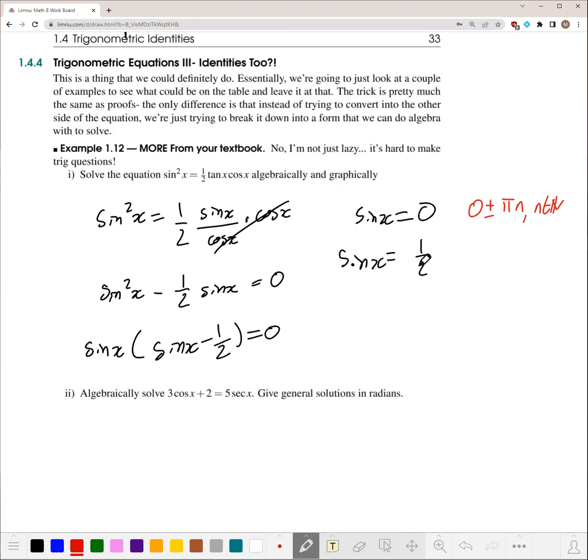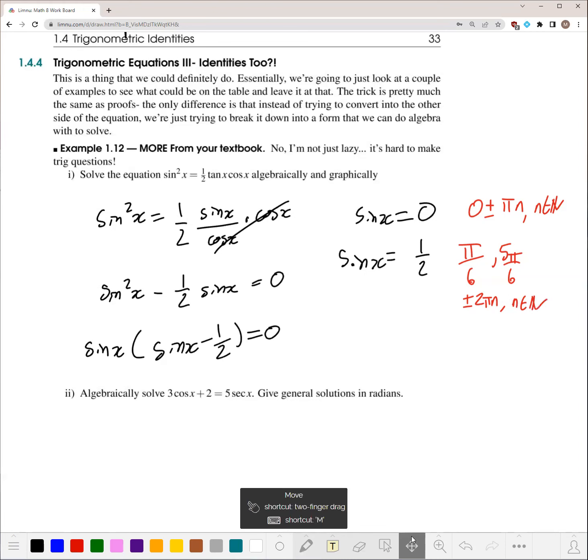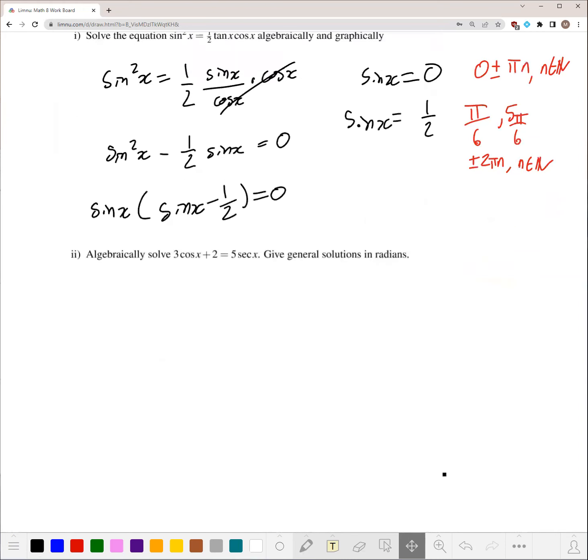And then when is sine x equal to 1/2? Well, remember, sine is positive in our first and second quadrants. That means it's going to be at pi over 6, which is our short triangle in the first quadrant, and 5 pi over 6, which is our short triangle in our second quadrant. And for both of these, we can do plus or minus 2 pi n, where n is an element of our natural numbers. Okay, graph, whatever, go for it.